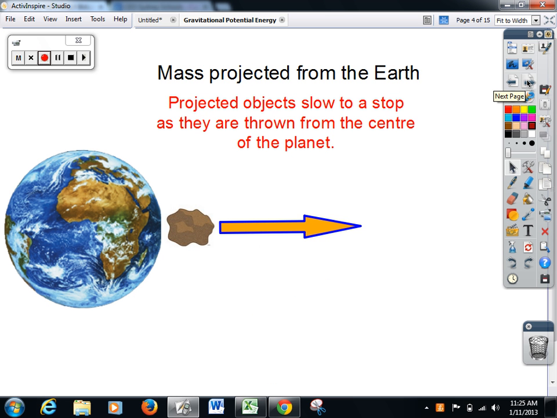If I was to project the object, in other words, I throw it from the surface of the Earth really fast straight up, okay, what will it do? It will move from here up, and eventually it will slow to a halt and then come back, getting faster and faster. Is that right? Okay. So as I throw it up, what's it going to do? It's going to translate that energy that it gains into gravitational potential, and then it's going to lose it coming back down. Are we okay with that?